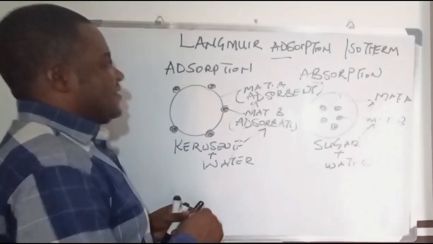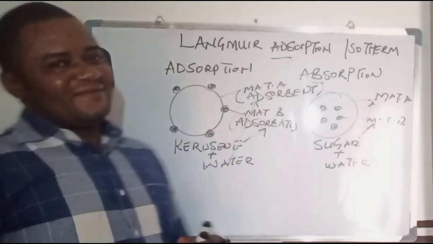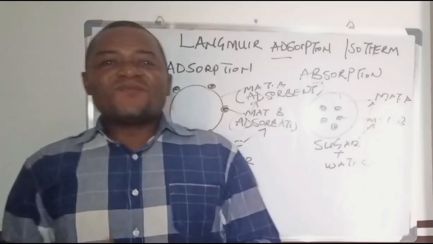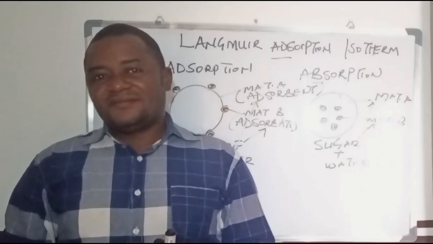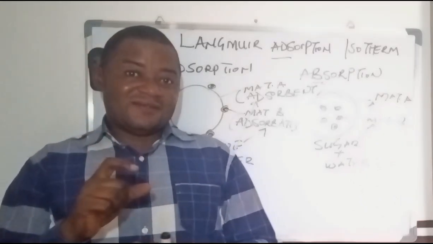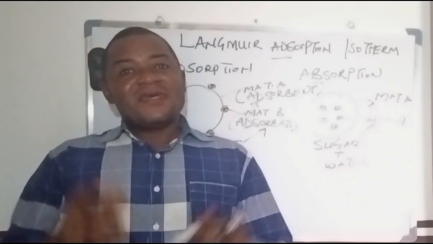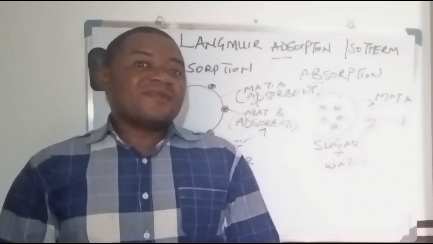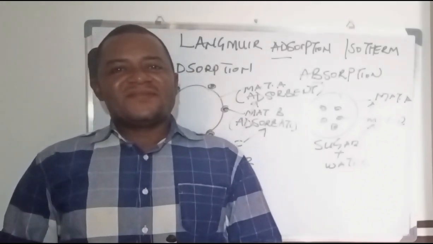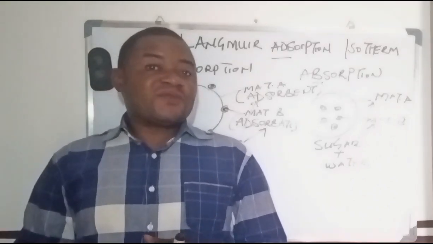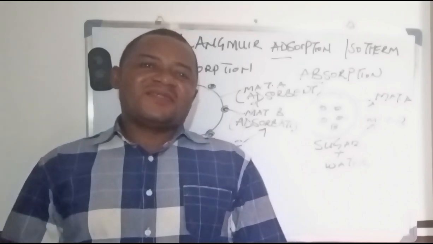Now, if we now understand what that means, what is the Langmuir adsorption isotherm? I want us to know that the Langmuir adsorption isotherm simply explains the equilibrium that exists between a gas, which is now your adsorbate, and a solid surface, which could be anything, which now is your adsorbent, and the amount of gas, which is your adsorbate, that is adsorbed on the solid surface.